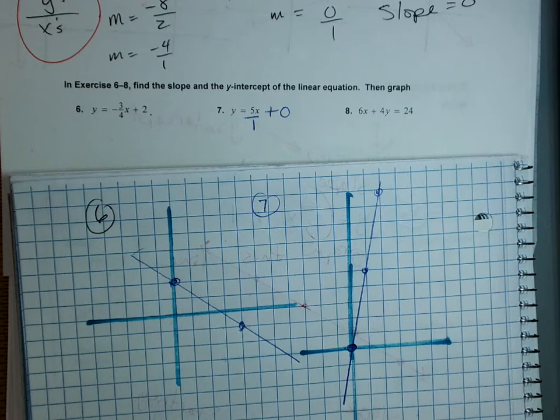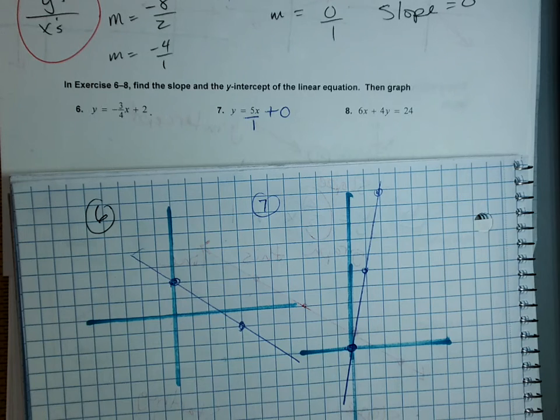Or I could do the cover-up method. What's the y-intercept? 6. What's the x-intercept? 4. Which is easier for you? That one. You guys agree with cover-up method? Yes, sir. Okay, so we will do this, by the way. But if there's an easier way to do it, why not just do it the easier way, right?